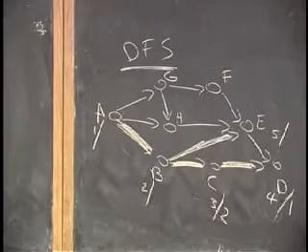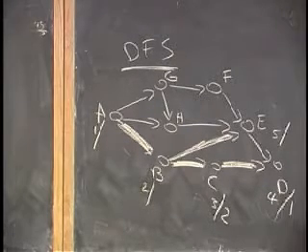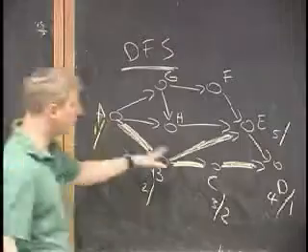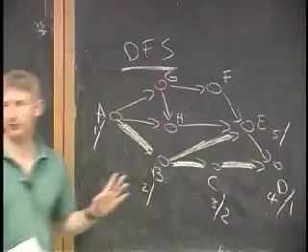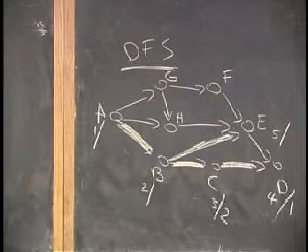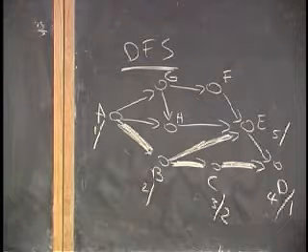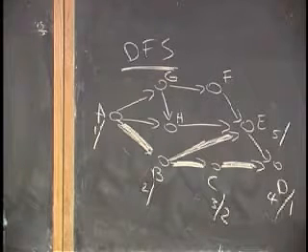I mean, D has both C and E as parents. No, but not in our depth first search tree. D's got one parent in our depth first search tree. The parent of D is C, and it's going to stay like that. It doesn't change. Once you go forward to a node that hasn't been marked before, it gets a parent, and that parent stays fixed.